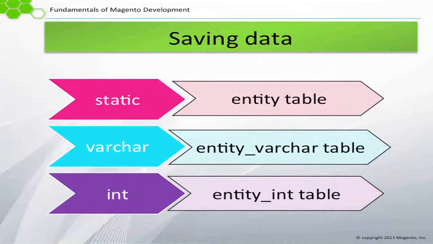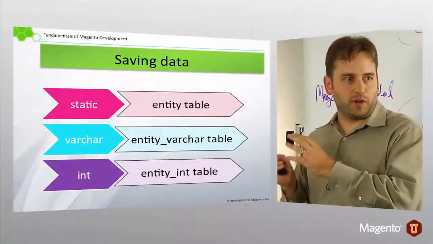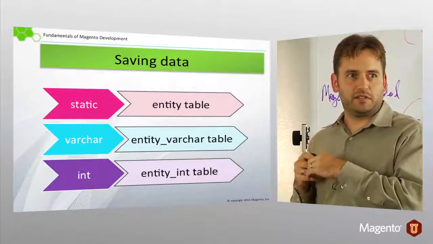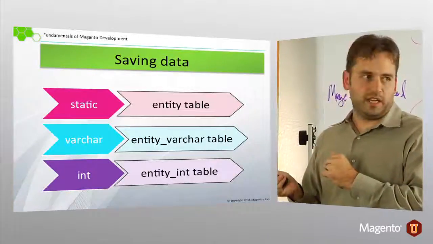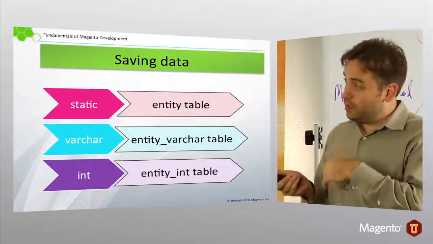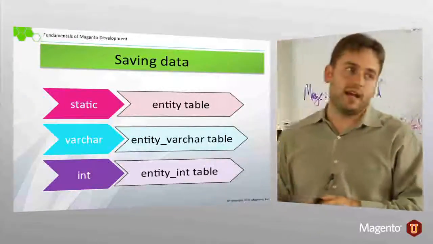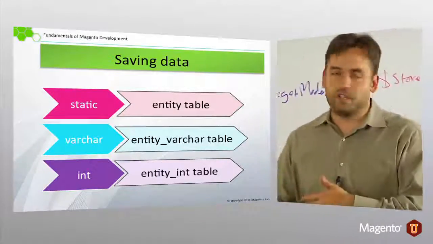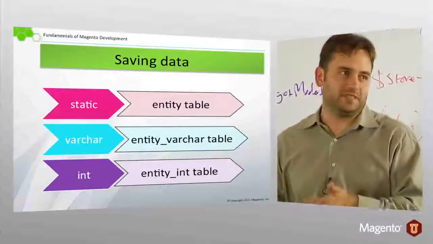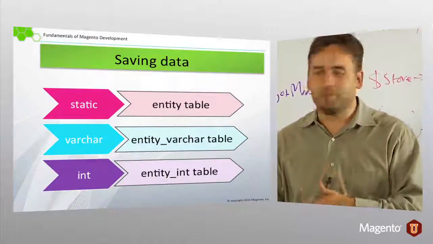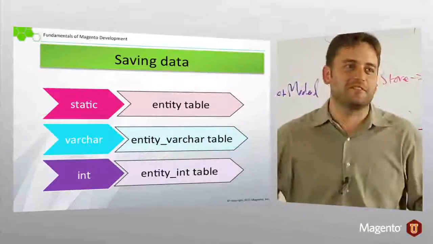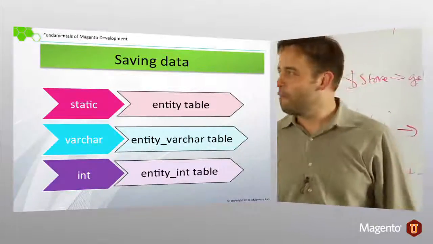So the saving of data. Kind of a bit of a refresher here. Static data, that's entity data. That's part of the record that the entity exists. That's global data. That goes in the entity table. Varchar, if an attribute has a backend type of varchar, it goes into the entity varchar table. If it has a backend type of integer, well, it goes into the entity's integer table, and so forth. Okay?